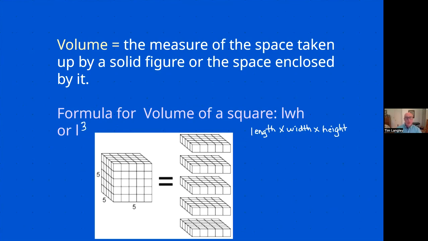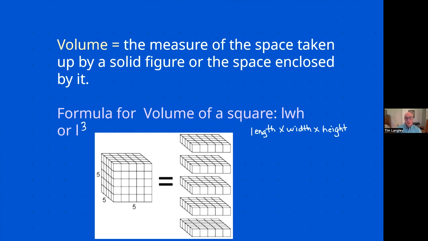So we've got something called volume now. You remember in our other lessons, we had something called area, which was the measure of a flat surface like the floor of a room. But now with volume, think about a swimming pool. How much volume of water is in that pool?